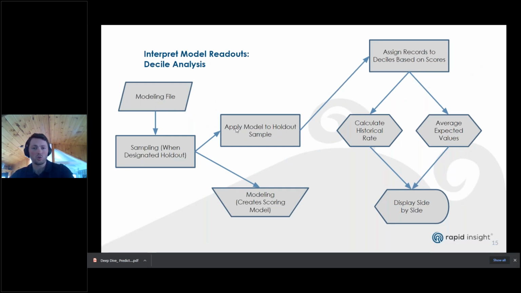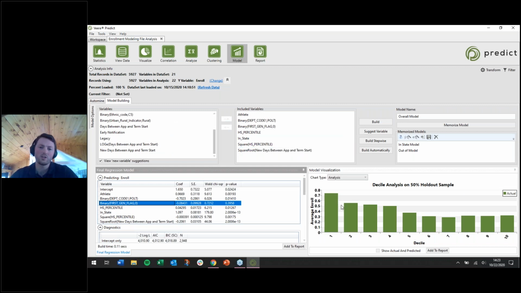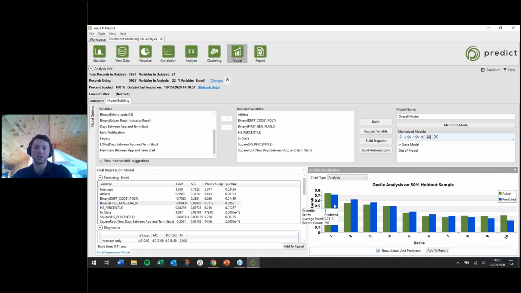But the long and short of it is that when you use a holdout sample, the model scores that holdout sample and assigns records to a group based on what it expects. If somebody is assigned to the first decile, it means that the model expects them to have the highest rate or the highest score. So when you see the show actual and predicted, the blue is what the model expected. That's the prediction. The green is the actual, and that's what we show you by default.